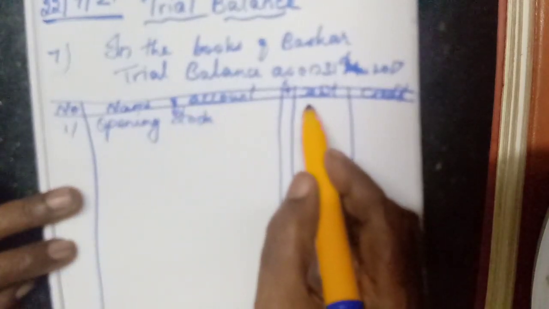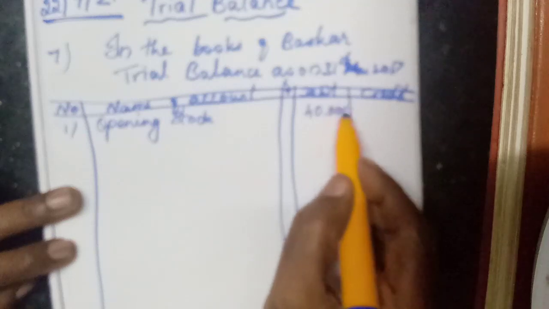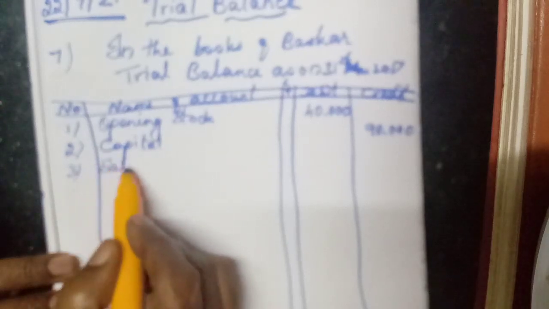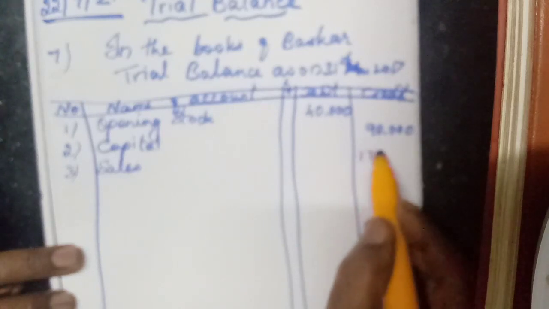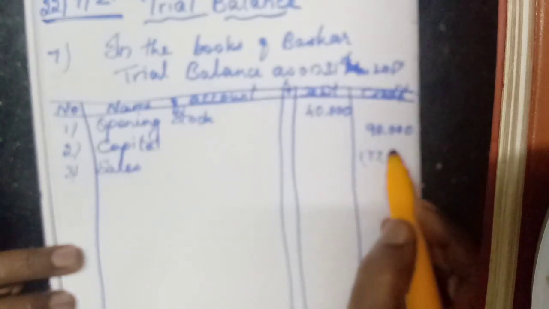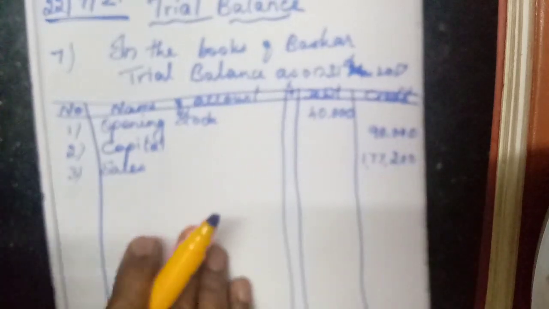Number 1, opening stock, 40,000. Stock is an asset, isn't it? Capital, number 2. Capital, one of the liability, so it is credit, 90,000. Sales. Sales is an income, so credit, 1,77,200. Write correctly the digit. Okay.